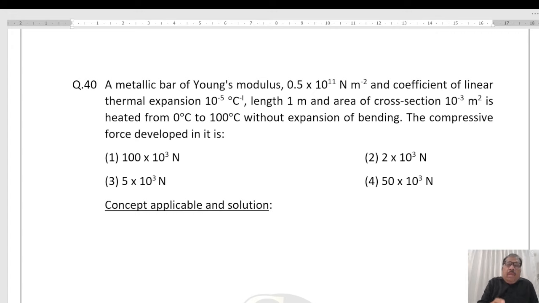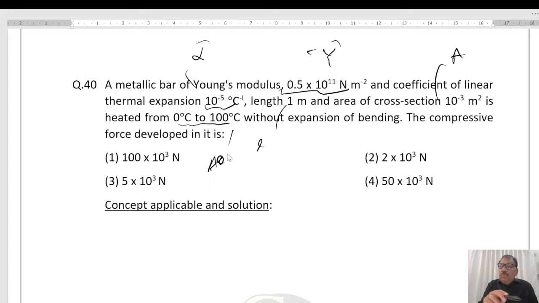Question is, a metallic bar of Young's modulus, this is Y, and coefficient of linear expansion, this is alpha, and length 1 meter. Area of cross section 10 to the power minus 3, that is A, is heated from 0 to 100 degrees centigrade. That is delta theta. Without expansion, the compressive force developed in it is, right? Its answer can be given orally.